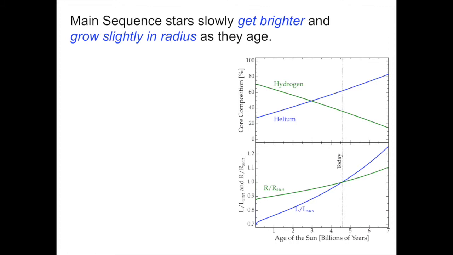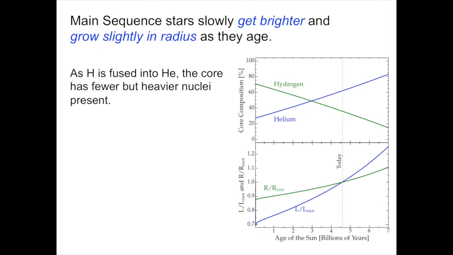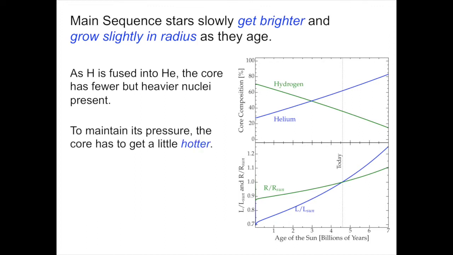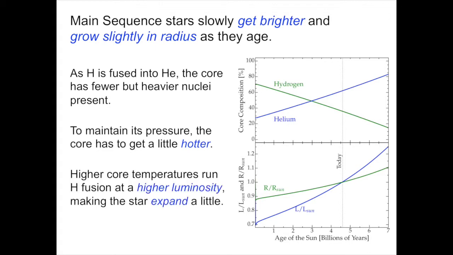What this means is that as main sequence stars consume more of their hydrogen and convert it into helium inside their cores, main sequence stars slowly get brighter and slowly grow in radius as they age. As hydrogen is fused into helium, the core has fewer but heavier nuclei present. To maintain the pressure, the core has to get a little bit hotter. If I make N go down in P equals NkT, I have to make T go up in proportion in order to maintain the pressure balance.